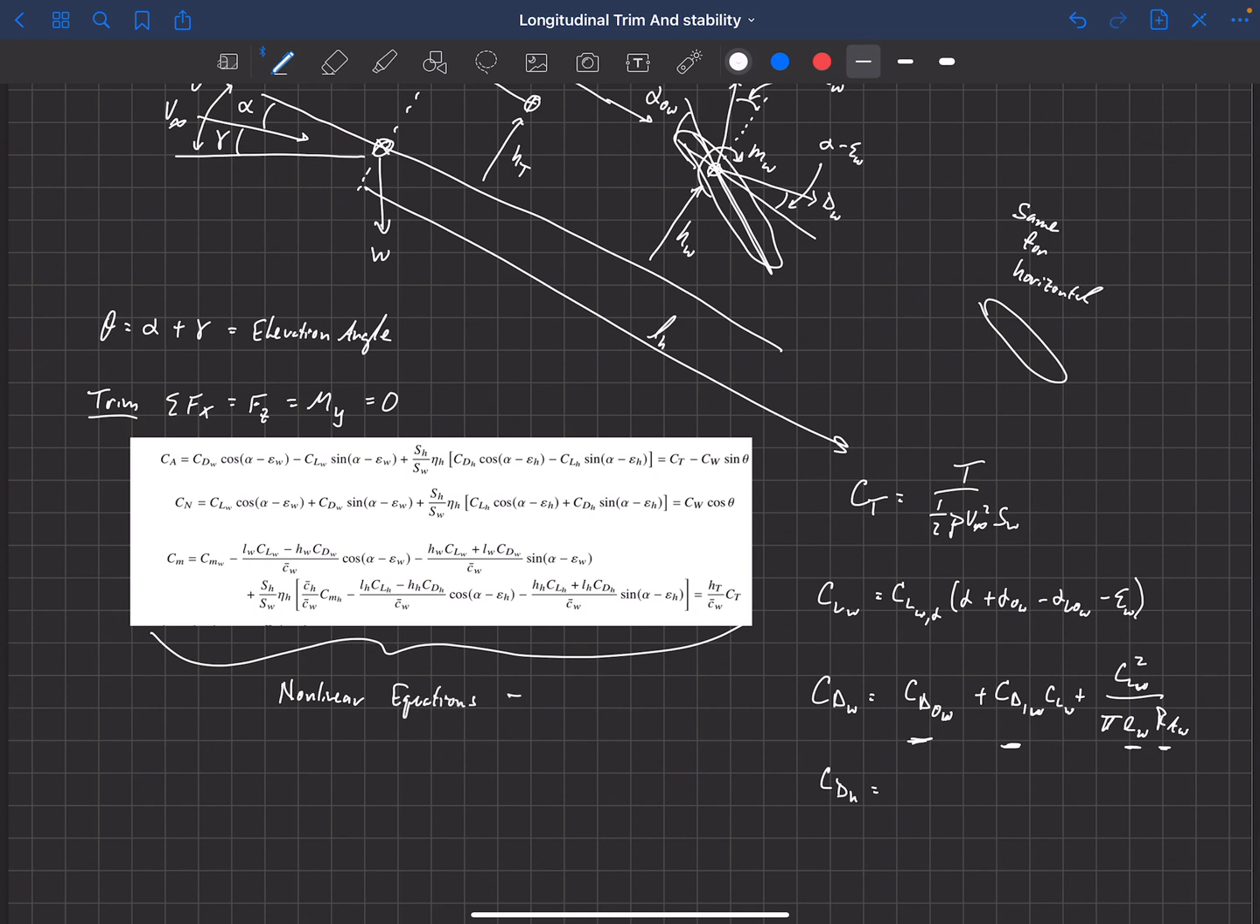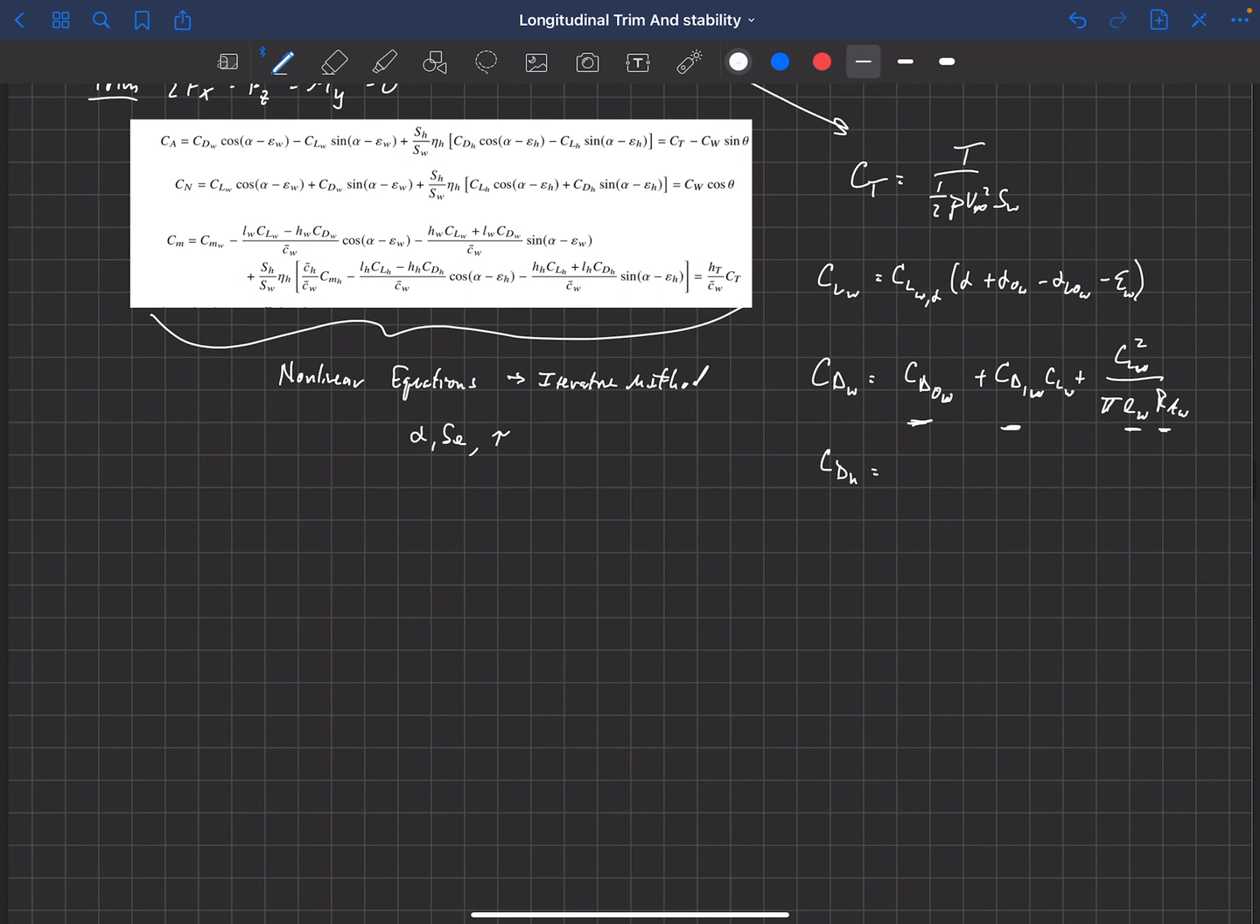Okay, so these are nonlinear equations, which means that we need to use an iterative method to solve for alpha and delta E, and also possibly our throttle setting tau, in order to trim this aircraft. Okay. So that's trim. Now let's talk about stability.